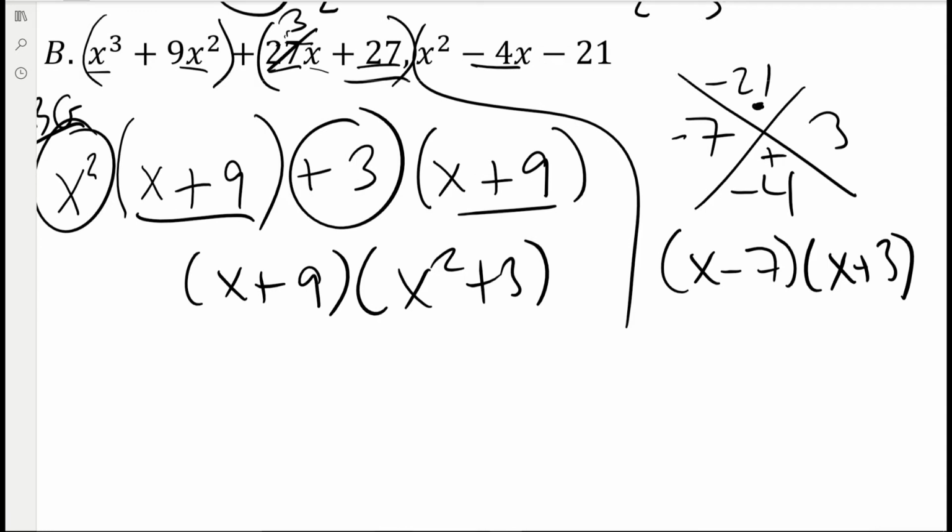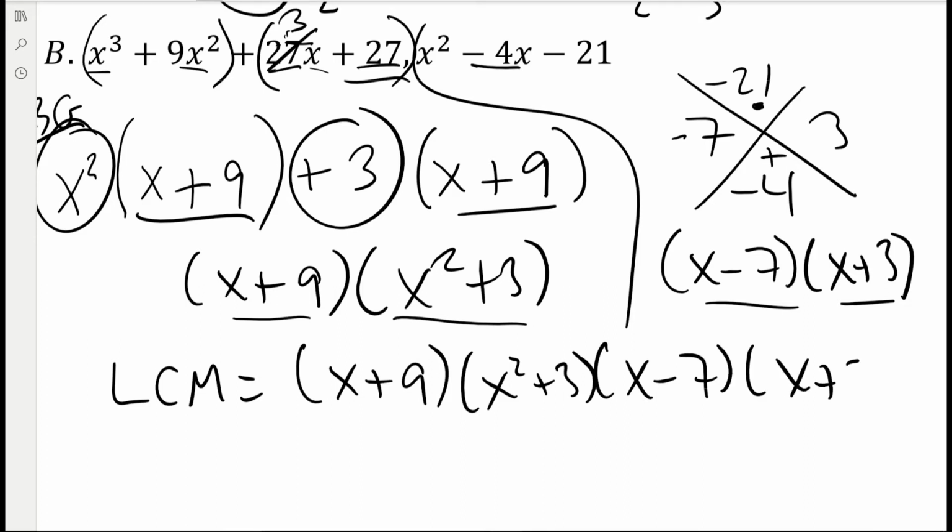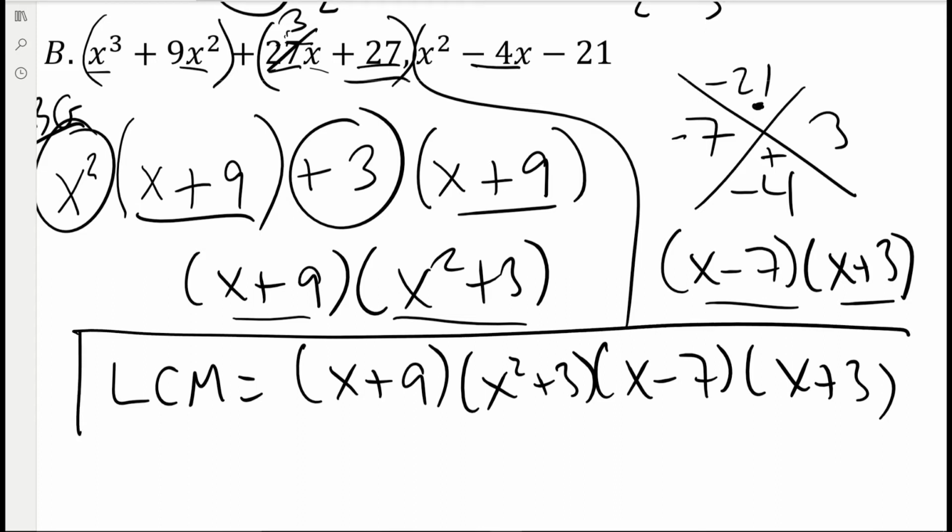So in this case, for the least common multiple, we're going to have to list out our unique factors. Looks like there are 4 unique factors: x plus 9, x squared plus 3, x minus 7, and x plus 3. So we're going to list them all out. They're all unique. And then we multiply them together, and that's our LCM. Notice that there's one of each of them at most, so this is it. This is our least common multiple.